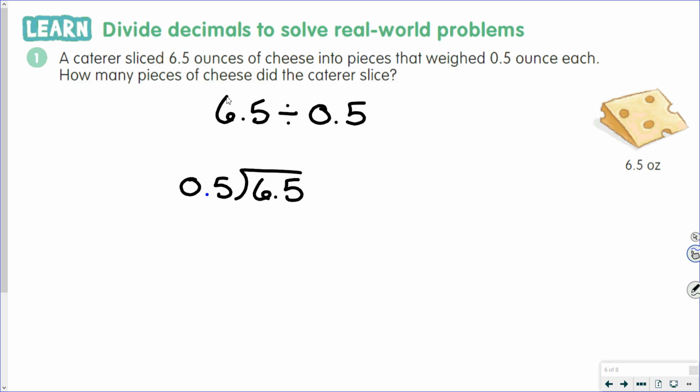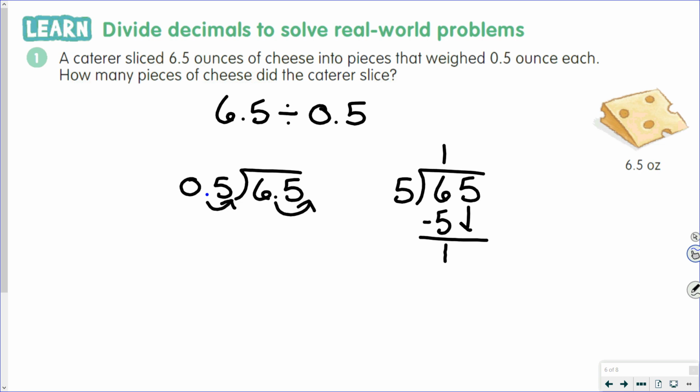So we rewrite it. Once again, we move the decimal point to the end of our divisor, which means we move it the same number of places in our dividend. The 0.5 is now 5. The 6.5 is now 65. 5 goes into 6 one time. 1 times 5 is 5. 6 minus 5 is 1. Bring down the 5. And 5 goes into 15 3 times. 3 times 5 is 15. 15 minus 15 is 0. So we have 13 pieces that it's been sliced into.